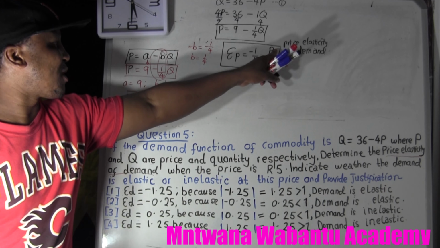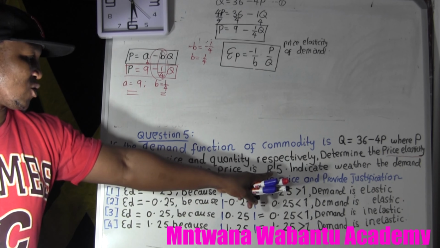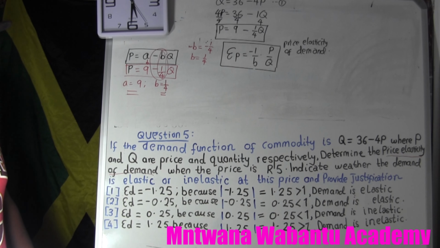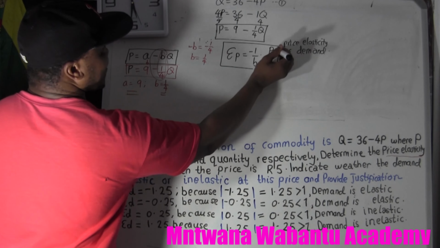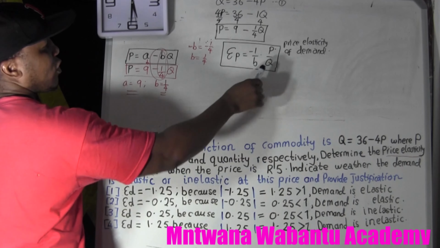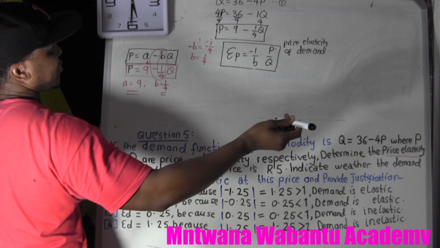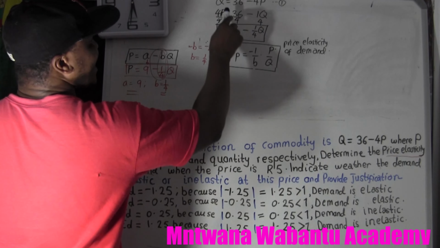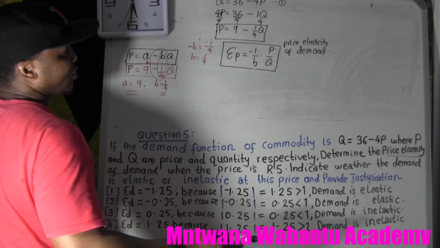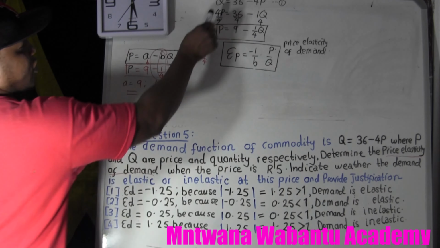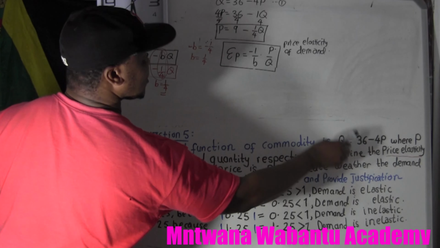P, price. Do you have a price? Yes, of course. Price equal to 5 rand. So I can plug in my B, I can plug in my price. What about Q? Do I know Q? I don't know Q. But I can use this to get Q. How? Look, Q is given, which is this one.